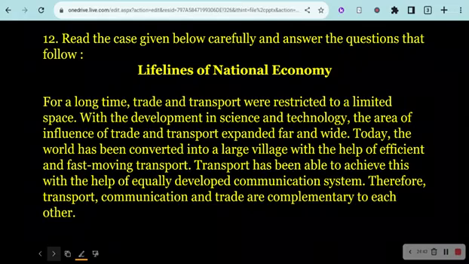Case study 2 from Lifelines of National Economy. For a long time, trade and transport were restricted to a limited space. With development in science and technology, the area of influence of trade and transport expanded far and wide. Today, the world has been converted into a large village with the help of efficient and fast moving transport. Transport has been able to achieve this with the help of an equally developed communication system. Therefore, transport and communication trade are complementary to each other.